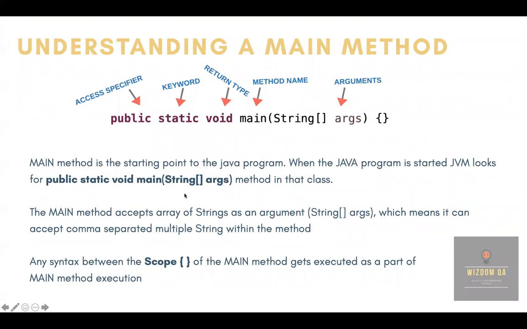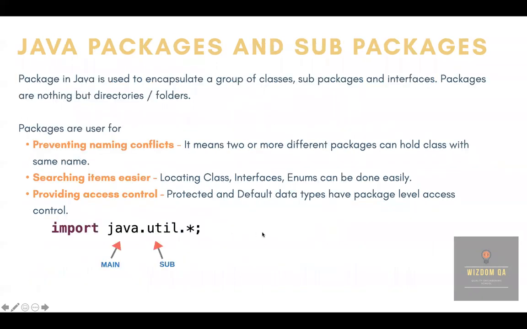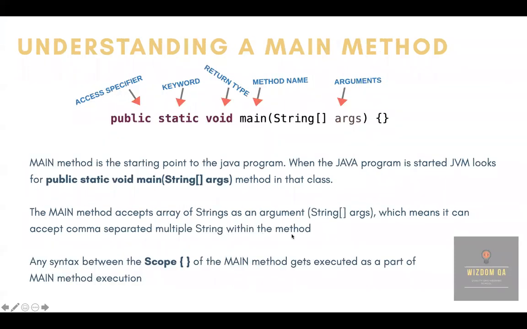So let's move on to the details here. The main method is the starting point, as I just mentioned. The main method accepts an array of strings as an argument, which means it can accept comma separated multiple strings within the method. You can pass different values inside this main method. I think yesterday I showed this to you in class, when I was executing the main method from a command prompt, and I was able to pass some additional arguments, and all those arguments were sent inside the main method.